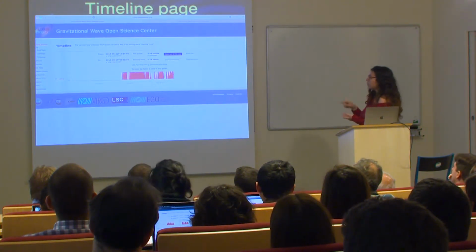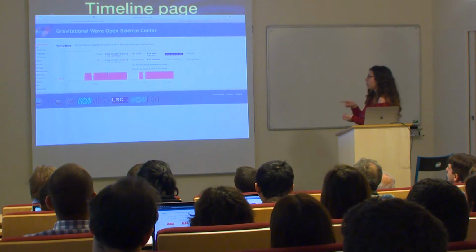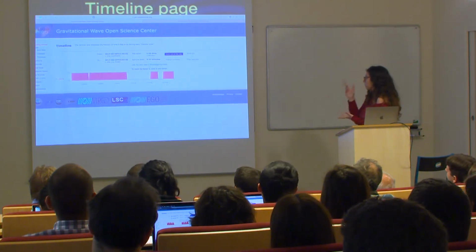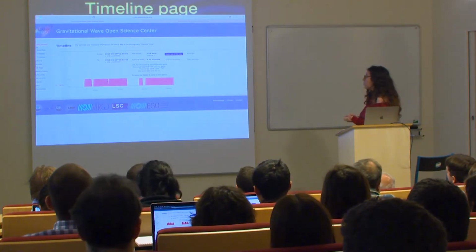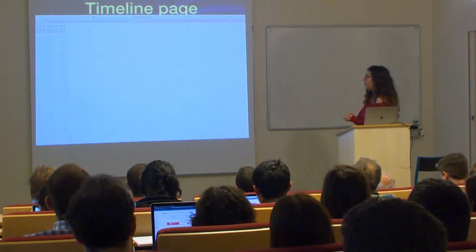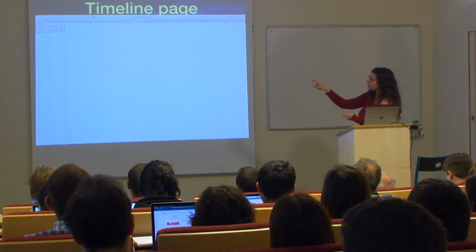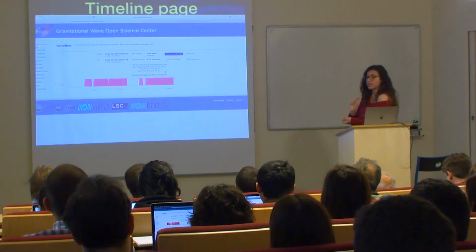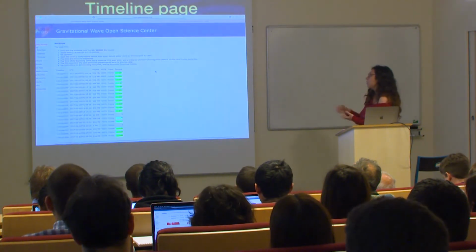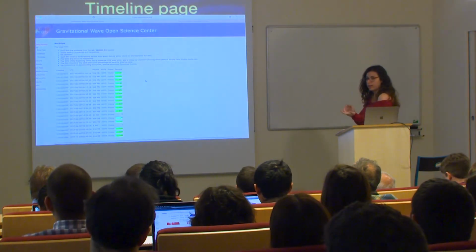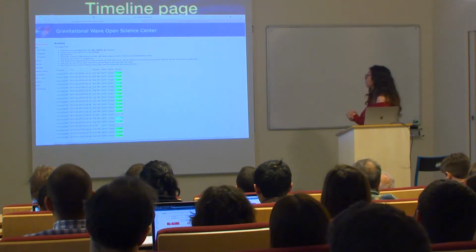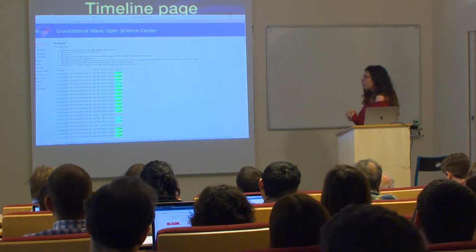Now I'm clicking, because every time you click, you zoom by a factor of 2. Let's assume that I want to know which segments are in this window. You arrive at this page where you have the GPS start, stop, and the duration. But you can also download the data in the window as before. Okay.